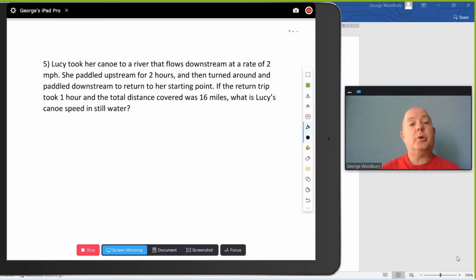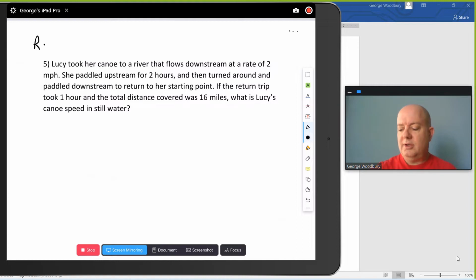Hi, I'm George Woodbury from College of the Sequoias in Visalia, California, and in this video we'll take a look at another type of motion problem, this one involving a current. We see this when we're talking about a river, like in this problem, that flows at a certain rate downstream, but we could also look at it in problems where we're flying into the wind or with a tailwind, same sort of concept. Couple of main ideas here.